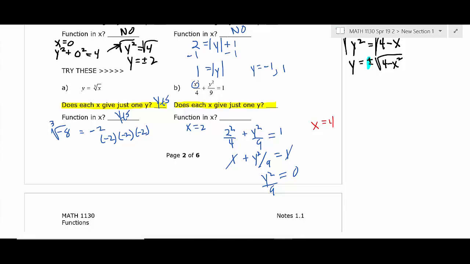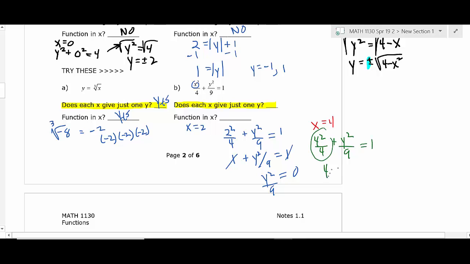Okay? And then if you do this, what we're going to have is 4 to the second over 4 plus y to the second over 9 equals 1. And then if you do this, see in your head, that would be 16 over 4, so that's 4, plus y squared over 9 equals 1. Another bad choice, okay? I need to think about this a little bit better. I'm going to show you another alternative way to do this.